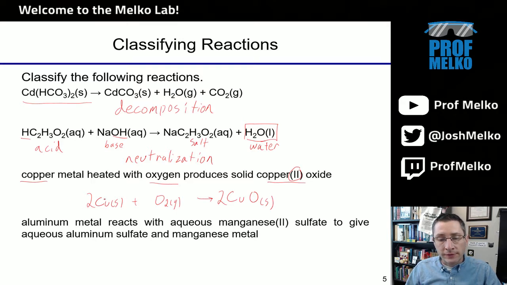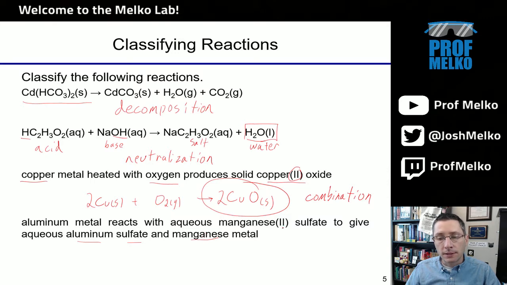So, we have an element plus a gas. Might look like single replacement, but there has to be multiple products. Here it's only one product, and if there's only one product, that's combination. So this is multiple things coming together to make one product. That's combination. Finally, aluminum metal reacts with aqueous manganese sulfate to give aluminum sulfate plus manganese metal.